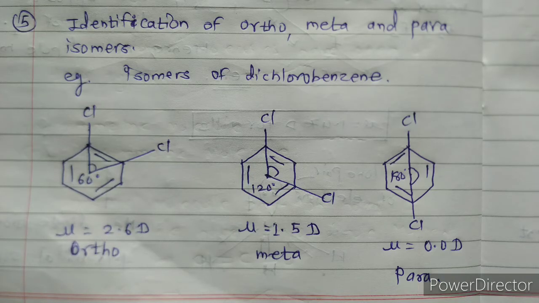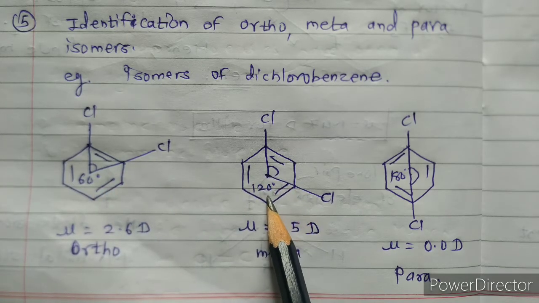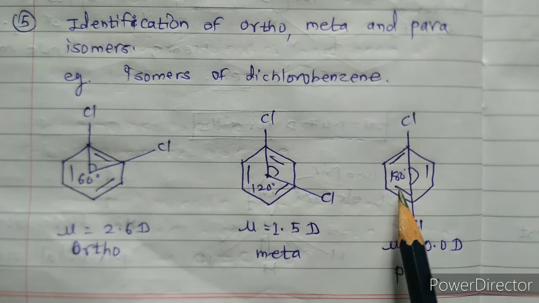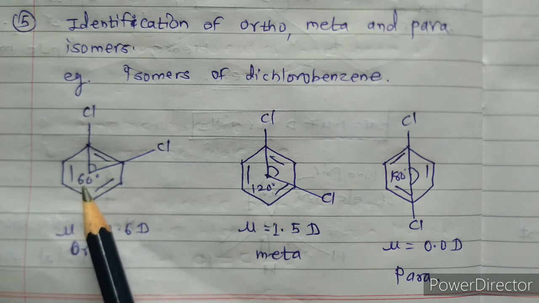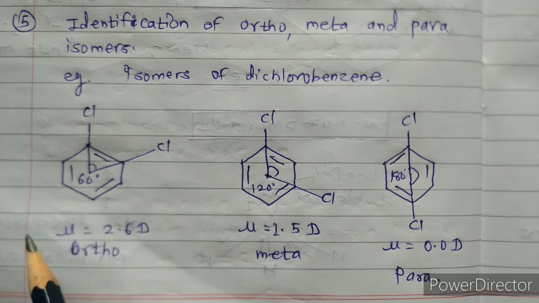For example, here we have three isomers of dichlorobenzene. The first isomer is orthodichlorobenzene, then metadichlorobenzene and paradichlorobenzene. When we say these three isomers, in orthodichlorobenzene the bond angle is 60 degrees. In meta, the bond angle is 120 degrees, and in para, the bond angle is 180 degrees. So as we know, as the bond angle increases beyond 60 degrees, the dipole moment goes on decreasing.